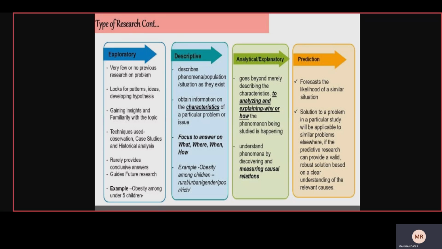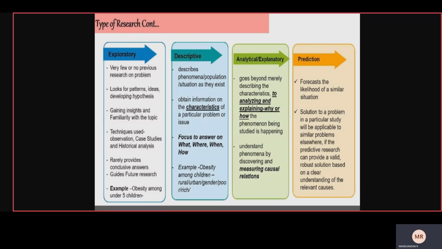And the next thing is that it rarely provides conclusive answers and guides your future work. What future direction do you need to give for exploratory research? For example, obesity among children under 5. That is an example. You need to explore the obesity problem in children under 5. That is exploratory research. Okay, next coming to descriptive, to describe the phenomena.